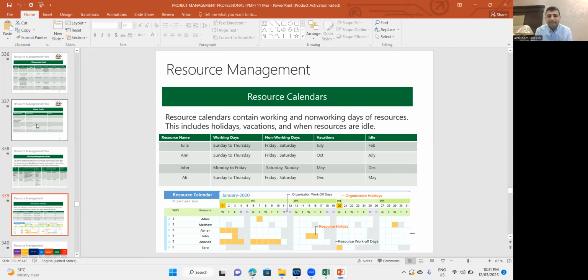Now you can see, sorry, that even in your slides the major heading is resource management plan, while you were talking about the staffing management plan.